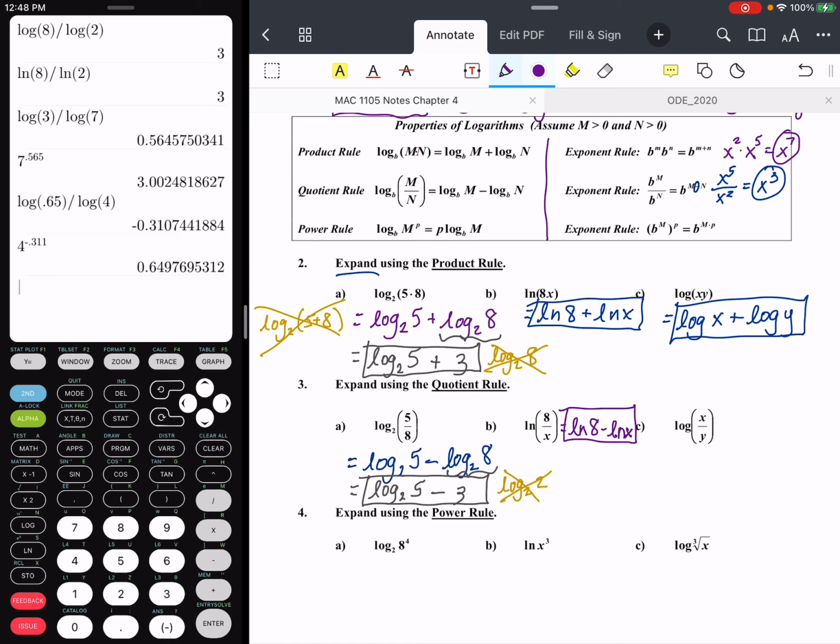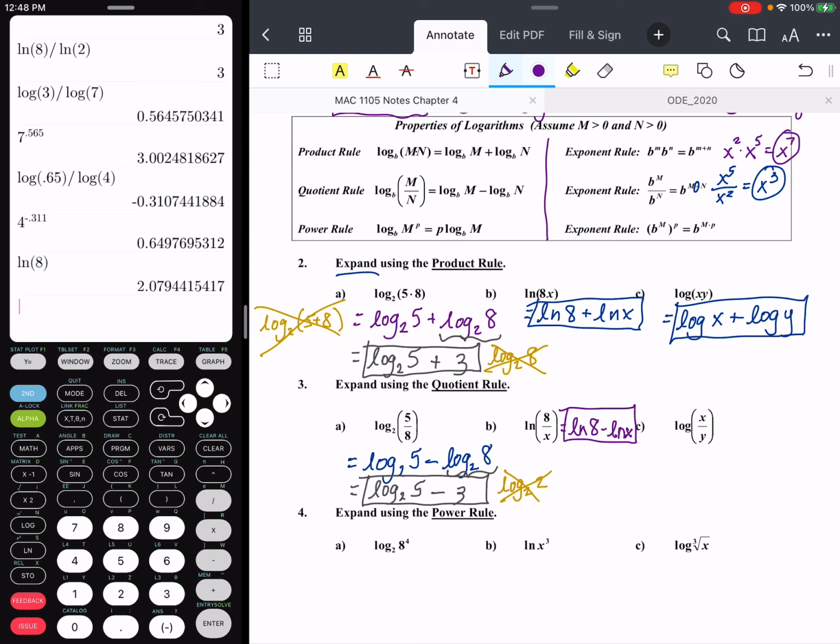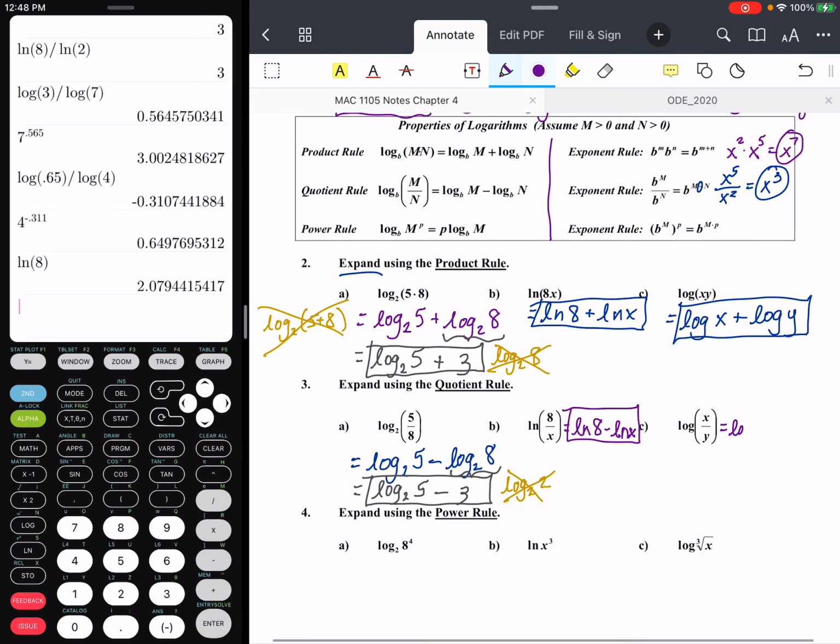And that's it. We can't evaluate that any further. And if we wanted to, we could type natural log of 8, of course, in our calculator, but it's not a cute number. It's certainly not an integer. So that's why we're not going forward to simplify it, where in example A, log base 2 of 8 turns into a nice, lovely 3. So we go ahead and evaluate and simplify there. All right, part C, common log of x divided by y equals log of x minus log of y.